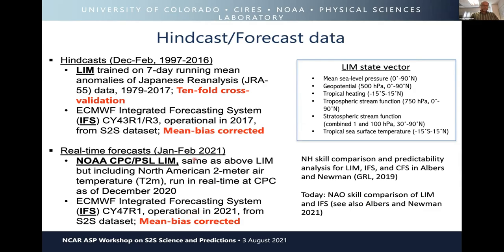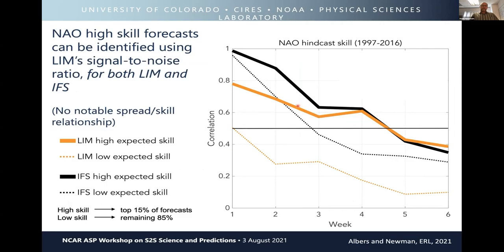Okay, so first, just looking at the NAO, here is a way of identifying high versus low skill forecasts ahead of time. We use the limb signal noise ratio, and we stratify both the limb forecasts and the NAO forecasts by whether we expect them to be high skill or low skill. So we're taking the top 15% of expected high skill forecasts, and that's shown as the solid line. We're showing the skill of those forecasts, and the dotted line shows the skill of the remaining forecasts.